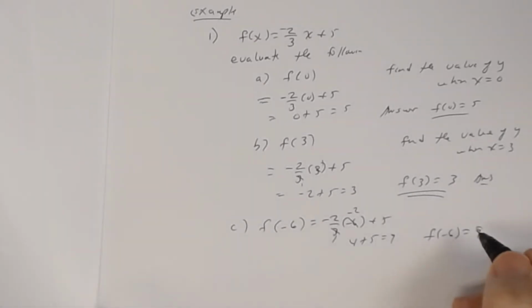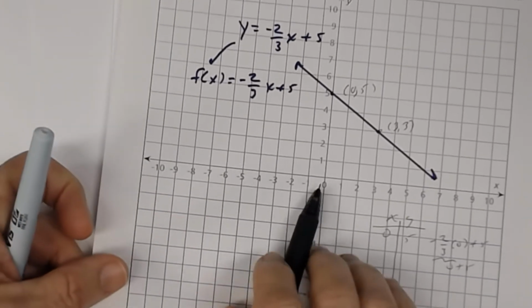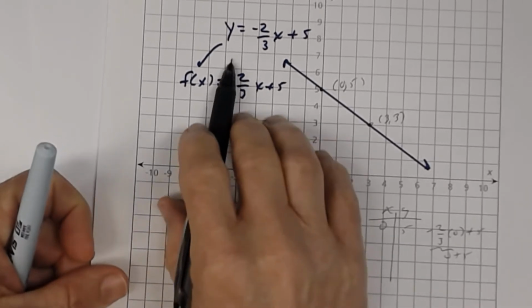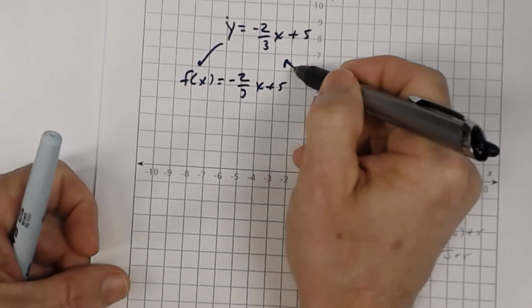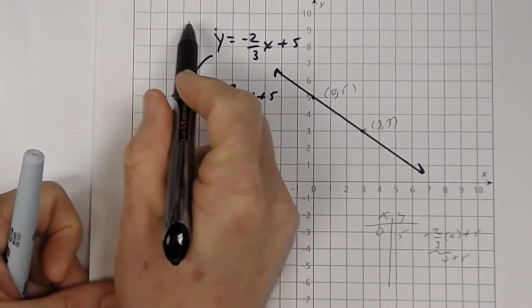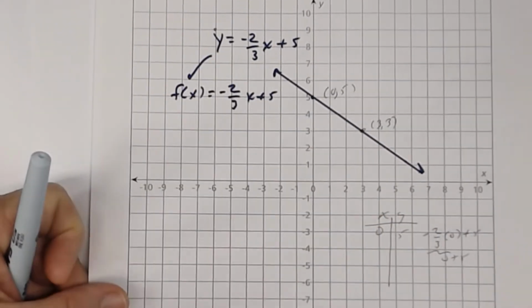In terms of the graph, let me just tell you what that means. When x is negative 6, my y value is 9. So here's negative 6, 9. So the graph, if you continue it, would go through this point. That's basically what you found. Okay?